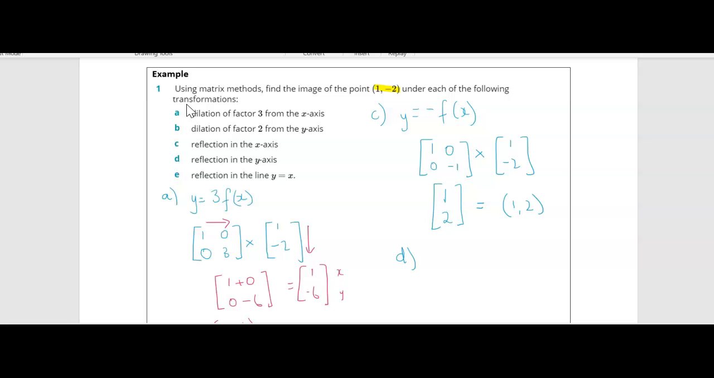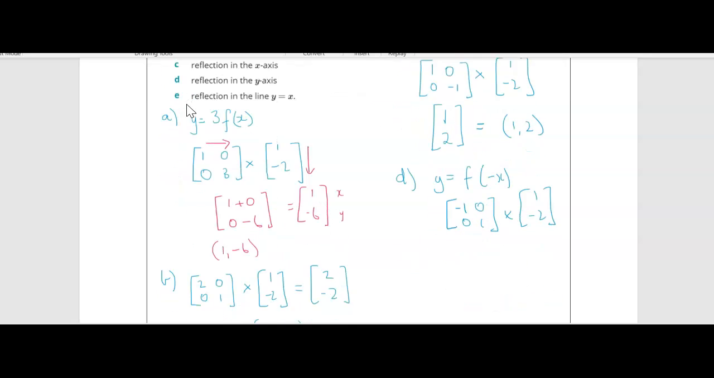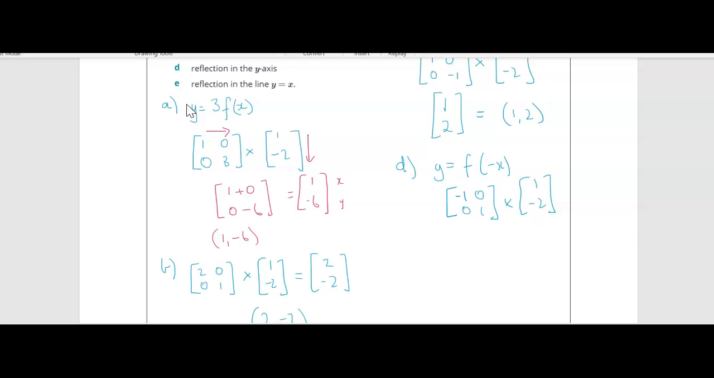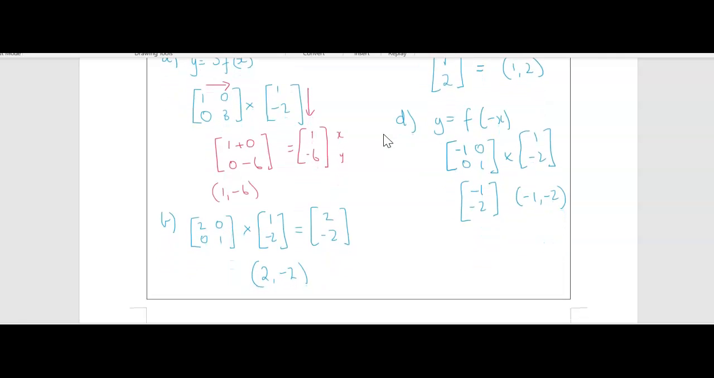Question D, we've got a reflection in the y-axis, so our function notation is y equals f of negative x. This time we've got a -1 up the top there, and we're going to multiply that through by our point in the question, which is 1, -2. So -1 times 1 is -1, 1 times -2 is -2. Working so quickly, I'm ahead of myself. So (-1, -2) is the image with a reflection in the y-axis.